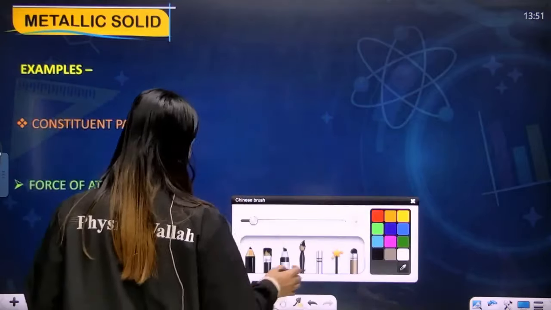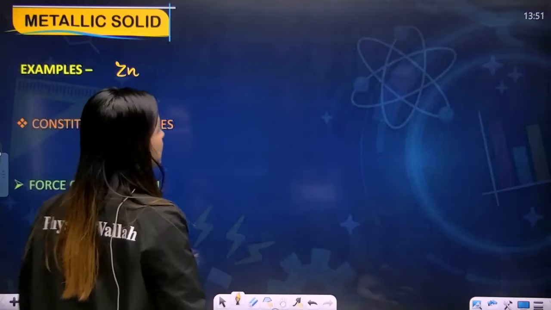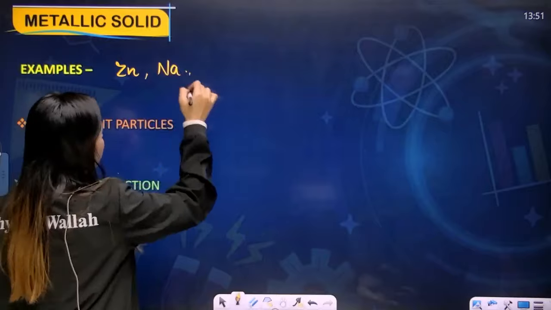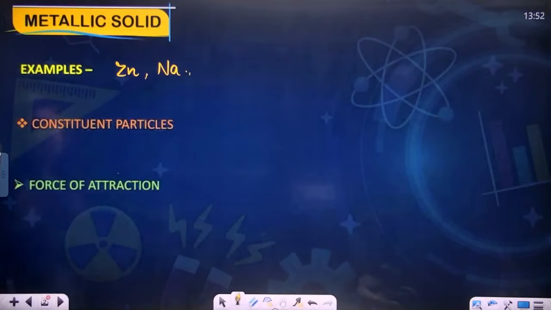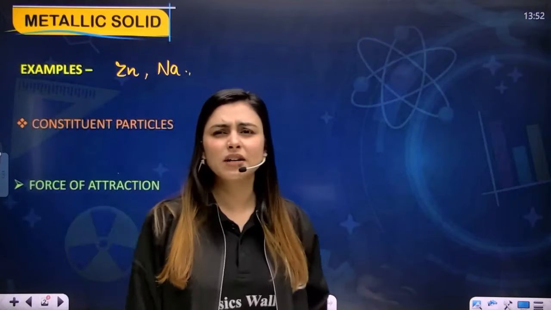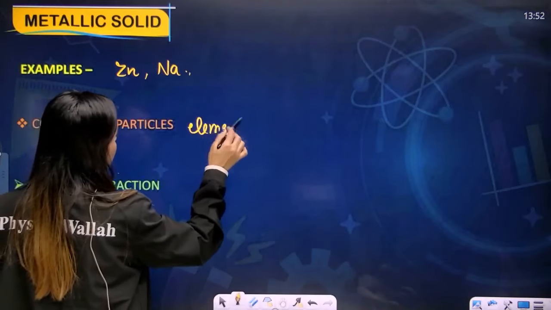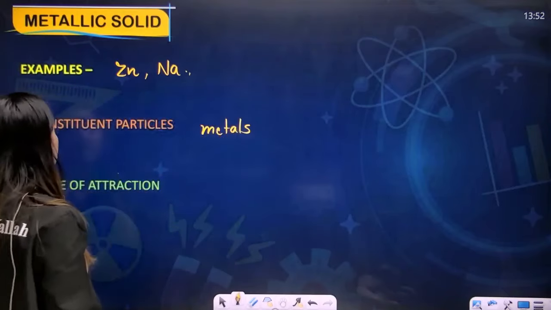Let's take examples of metallic solids. Zinc is an example of a metallic solid, my dear students. Similarly, sodium is also an example of a metallic solid. Now I'll explain what these do. The second thing is constituent particles. What are the particles, my dear students? They are metals, right? They are elements. I hope you're clear with this. Metals are your constituent particles.